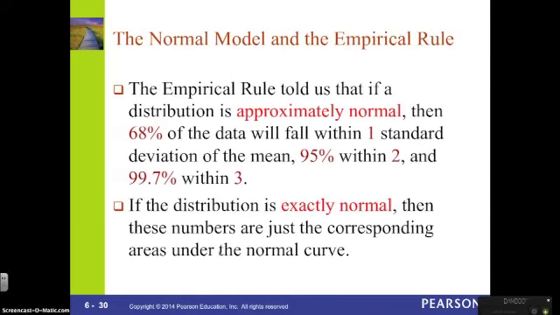The last thing I want to talk about in this video is the empirical rule. What I told you for the empirical rule was that 68% of the data will fall within 1 standard deviation of the mean, 95% within 2, and 99.7% within 3. If your distribution is exactly normal, then these numbers just correspond to areas on the normal curve. What I'm going to do next is use the normal table, because these values just kind of make it easy to remember: the 68 and the 1, the 95 and the 2, and we're going to see what the values actually are.